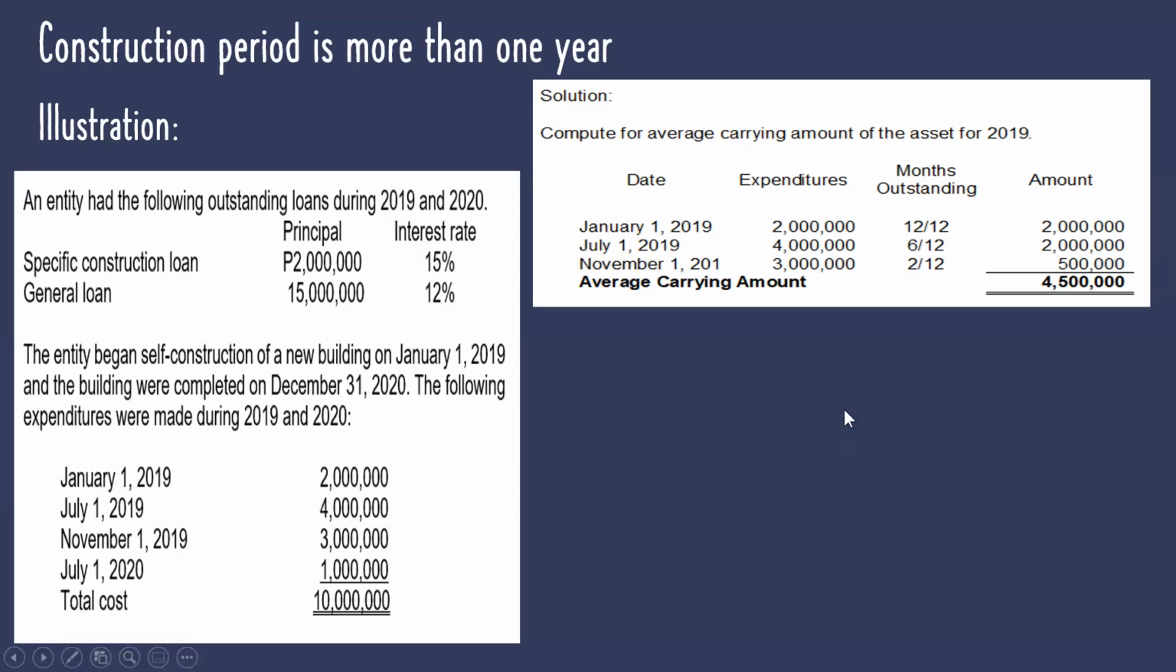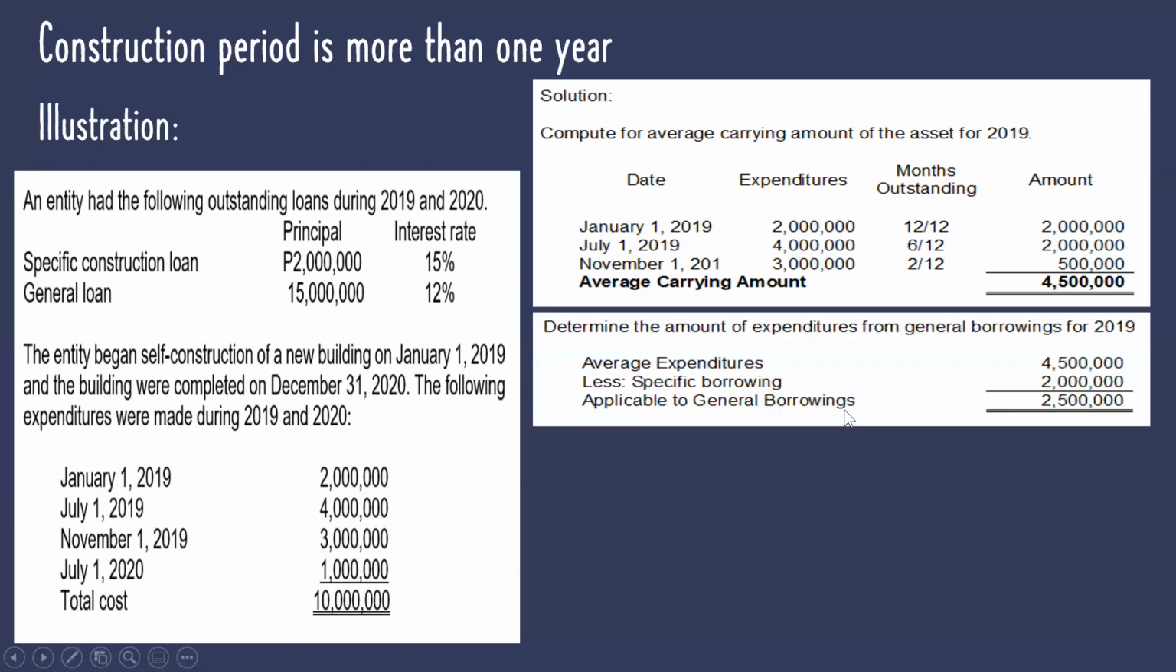So after that, the next thing that you have to do is determine natin agad kung magkano ba yung amount ng expenditures na applicable or galing sa general borrowings for 2019. So as computed, the average carrying amount of the asset or the average expenditures amounts to 4.5 million. So i-deduct lang natin yung borrowings from specific na loan. So we have 2 million. So what is applicable na lang to your general borrowings will be 2.5 million.